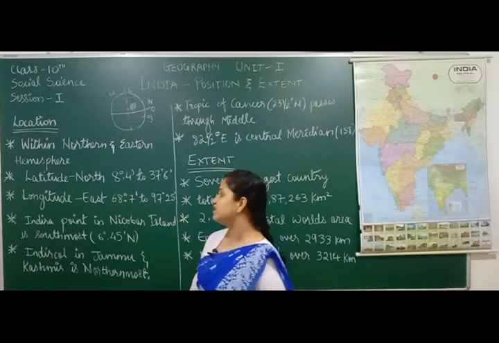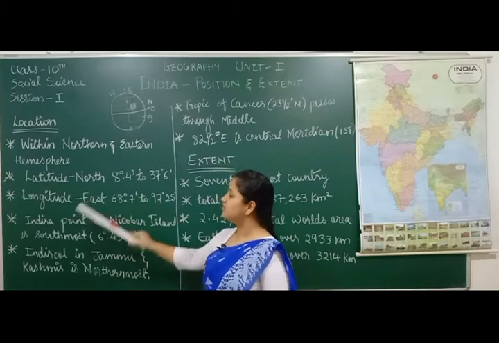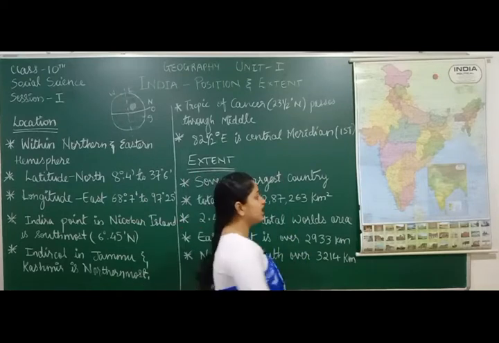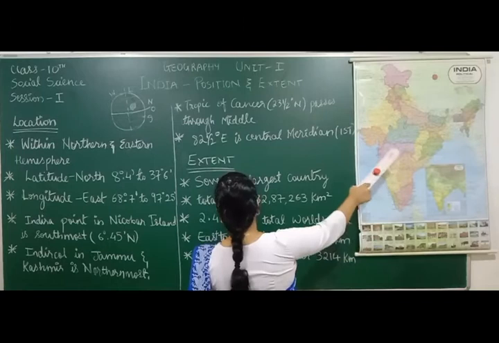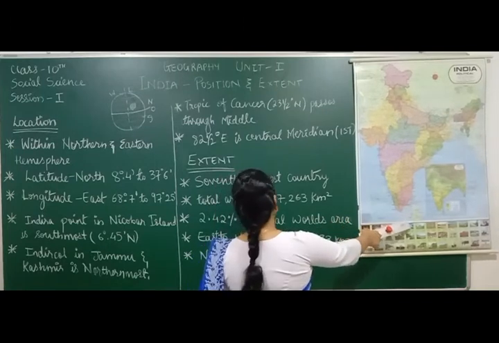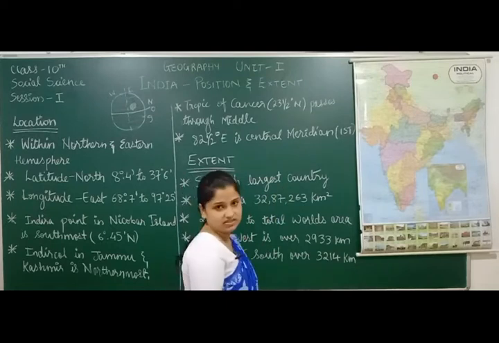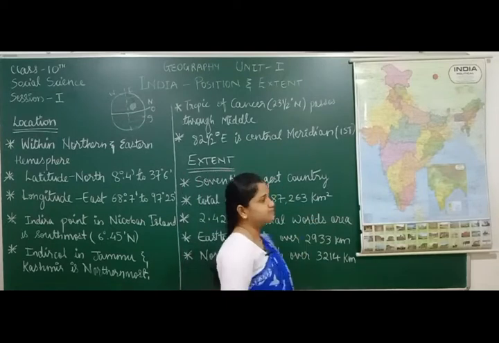Now, the latitudinal extent and the longitudinal extent of India. The latitudinal extent of India is 8 degrees 4 minutes, here only, and it goes up to 37 degrees 6 minutes. Okay, that is the extent of India.